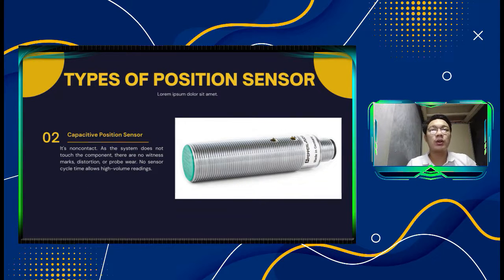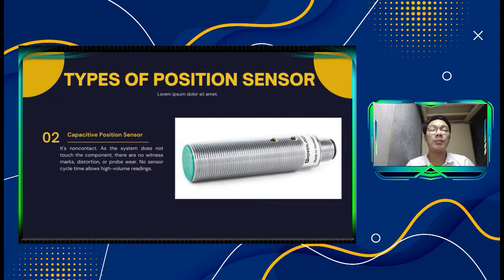Next one po ay yung capacitive position sensor. Capacitive position sensor is a non-contact measurement method as the system does not make contact with the part. There are no witness marks, part distortion, or probe wear. Since there is no sensor cycle time, high volume measurements are achievable.